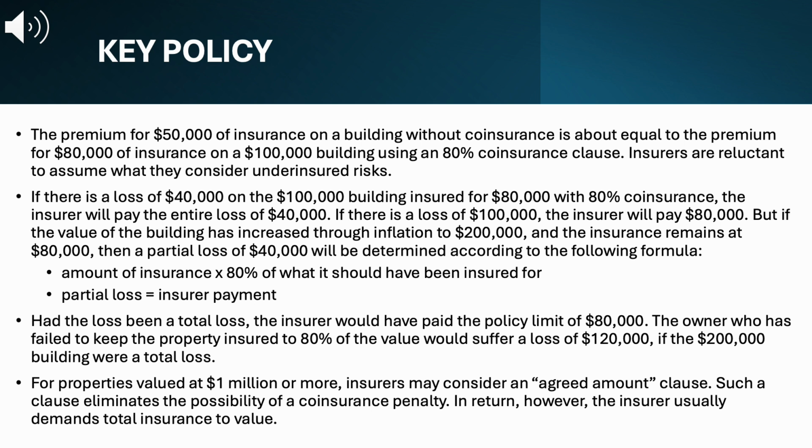For properties valued at $1 million or more, insurers may consider an agreed amount clause. Such a clause eliminates the possibility of a coinsurance penalty. In return, however, the insurer usually demands total insurance to value.